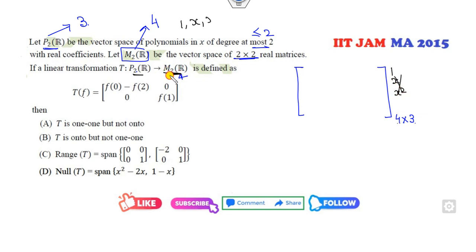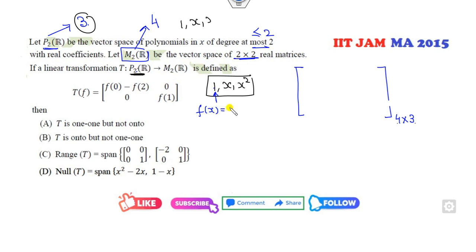Why? Because this is not a polynomial. This is the matrix. Fine. But the domain is my polynomial. So P3, what is the basis? 1, x and x square. Fine. Now you can see 1, x, if you firstly take a 1.